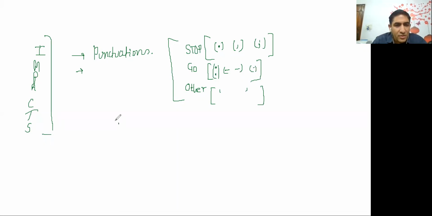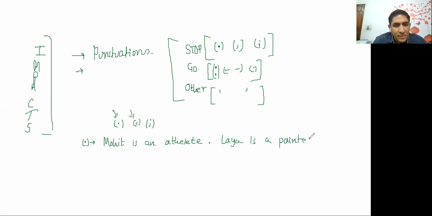So what is the difference between a full stop, a comma, and a semicolon? Full stop and comma are pretty straightforward, but we'll still talk about them. First of all, let us talk about full stop. When to use a full stop? When you're ending a sentence. Can I say Mohit is an athlete? Laya, what do you do? You are a painter, I can say. So can I say like this, Laya is a painter? Is this sentence fine? Can I put a full stop between? Can I also put a semicolon in place of full stop here?